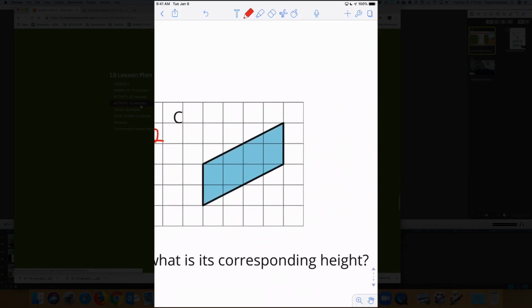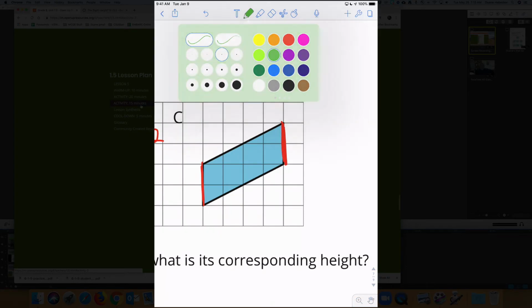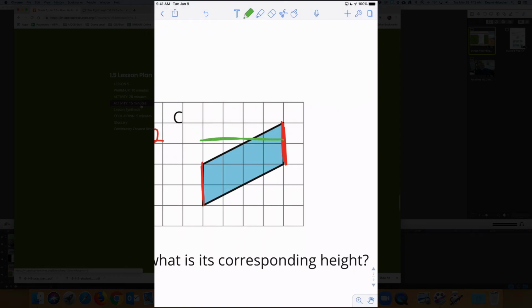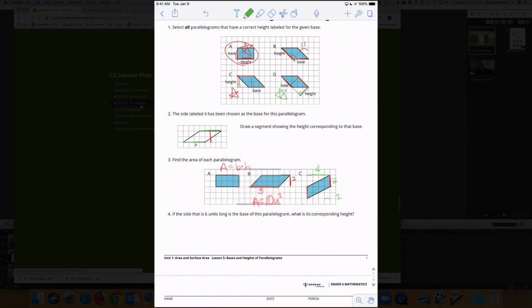Ooh, this is tricky. So where are the bases? Well, the bases are actually going to be here and here because the height is right here. And as I slide it, there is my height. That's my proof that that's the height. So the base is 2. The height is 1, 2, 3, 4, 4. So the area is 8 square units.